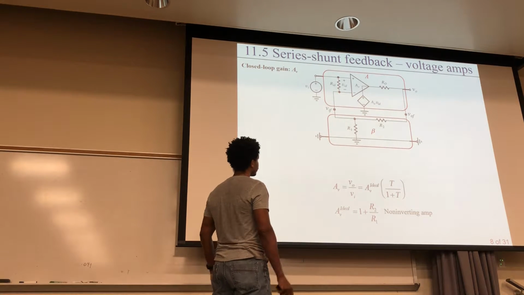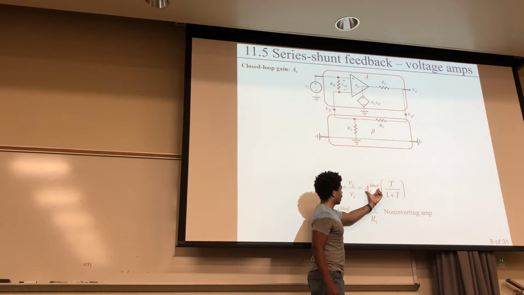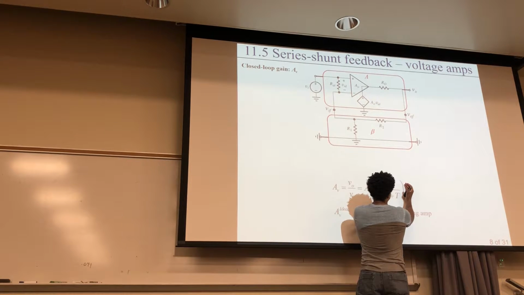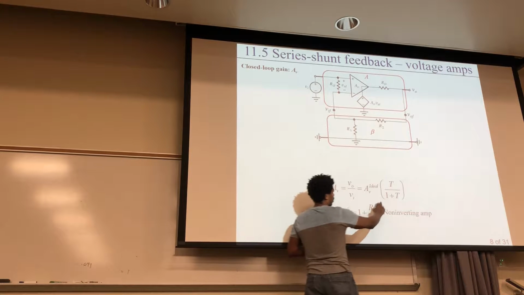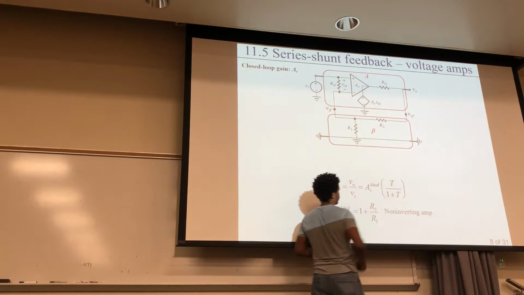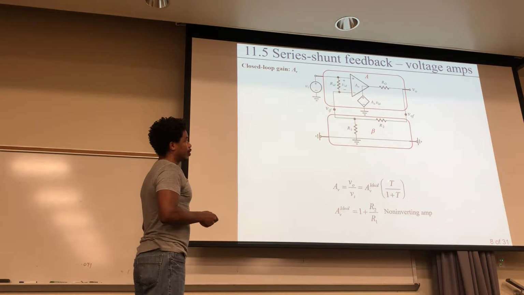Okay. And we also did some more mathematical derivation. We found out that we can group this part right here into something like an ideal, multiply it by something else that reduces it to a more realistic value. So this fraction here is going to be less than 1. And again, T is the loop gain.